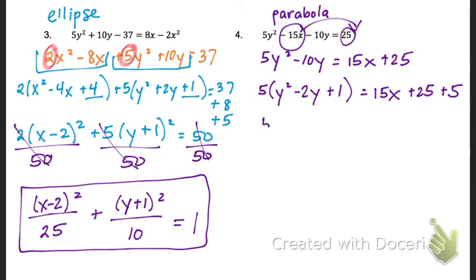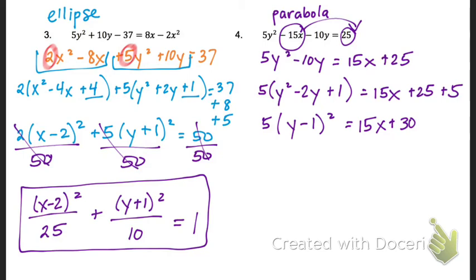Now I'm going to factor, so I've got 5 times y minus 1 squared equals 15x plus 30.